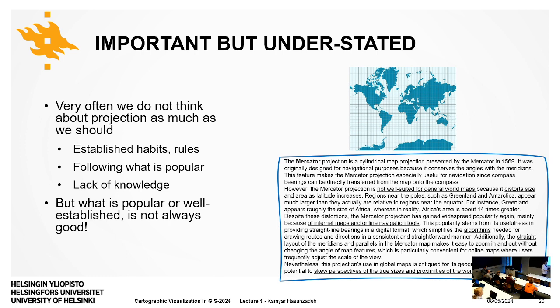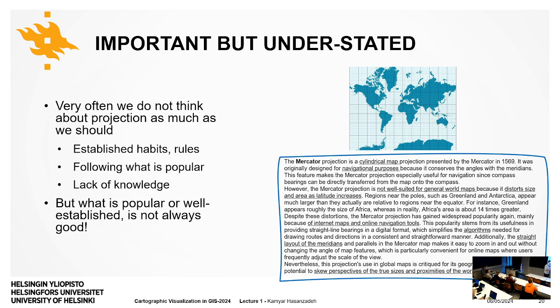It's a cylindrical projection. It was originally made by the famous Mercator for navigational purposes. It's a conformal projection that preserves angles and directions, but not areas. So it is not well suited for general world maps. It distorts sizes in higher latitudes.